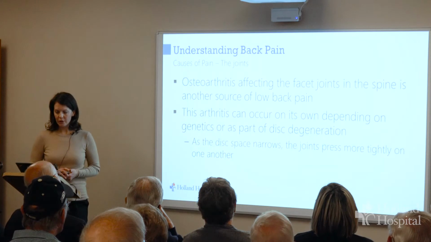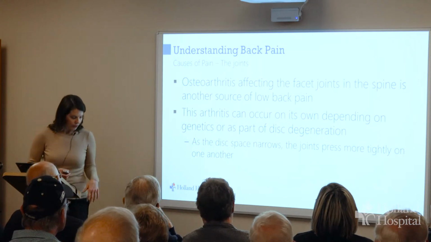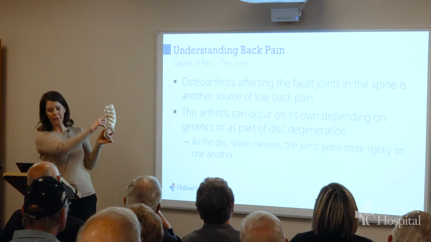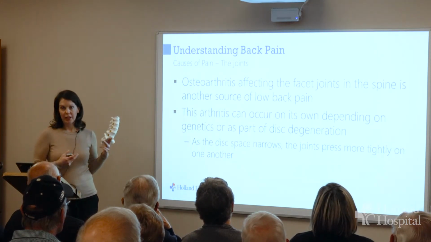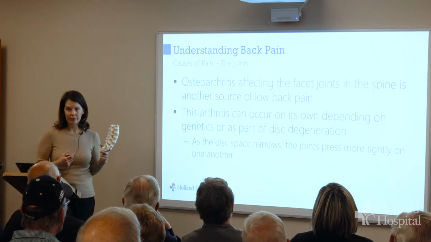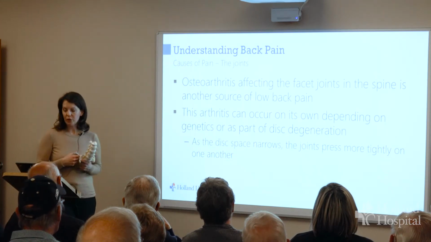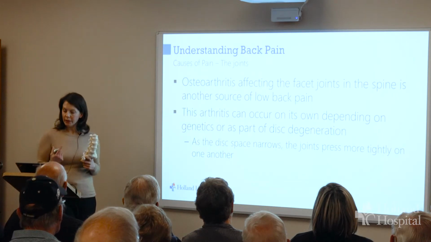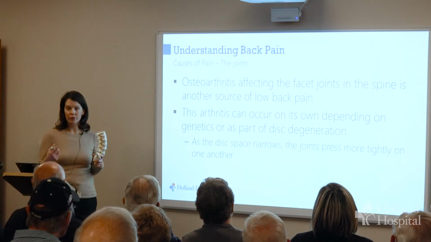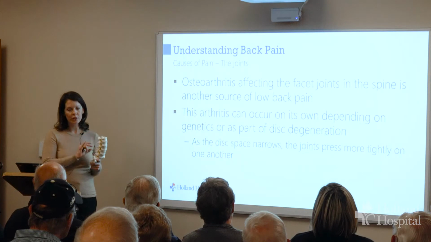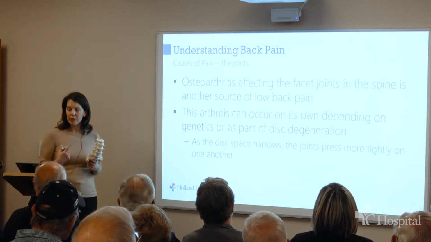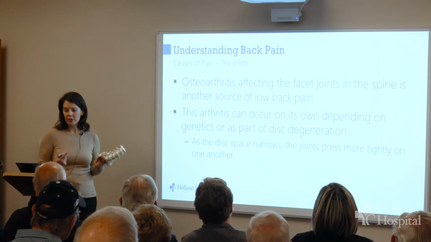All right, and then the joints. So we said that the facet joint in the back of the spine, that structure posterior there, is a true joint. And what that means essentially is that just like any other joint in the body, you can get arthritis in it. These changes may happen independently, determined by genetics. So some people, as part of their degenerative changes in the spine, will have a predominance of arthritis in those facet joints. And then sometimes it can happen in association with disc degeneration.